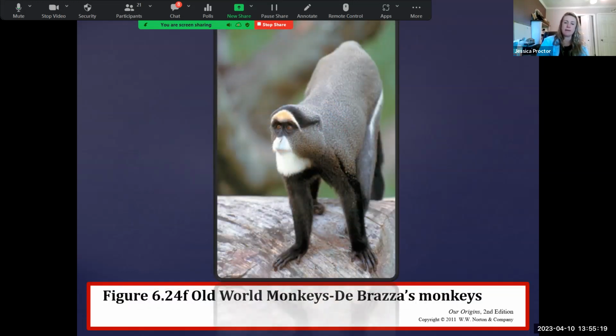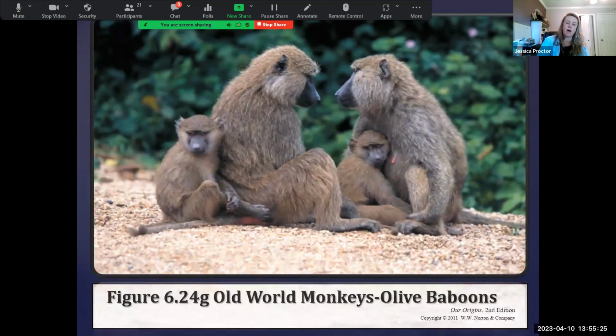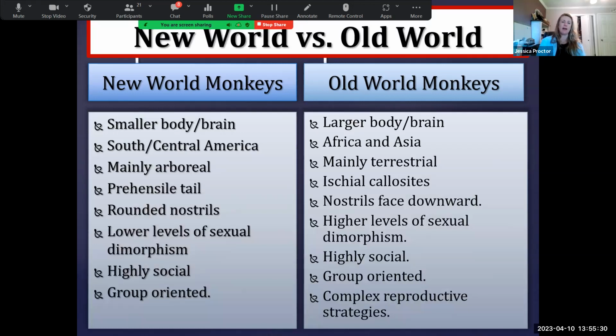And that's a de Brazza's monkey there. So you see another good example of those forward-facing eyes, orbits. And we've got olive baboons here. All right, so let's go one more slide. So we've got a really good comparison right here of the New World versus the Old World monkeys.